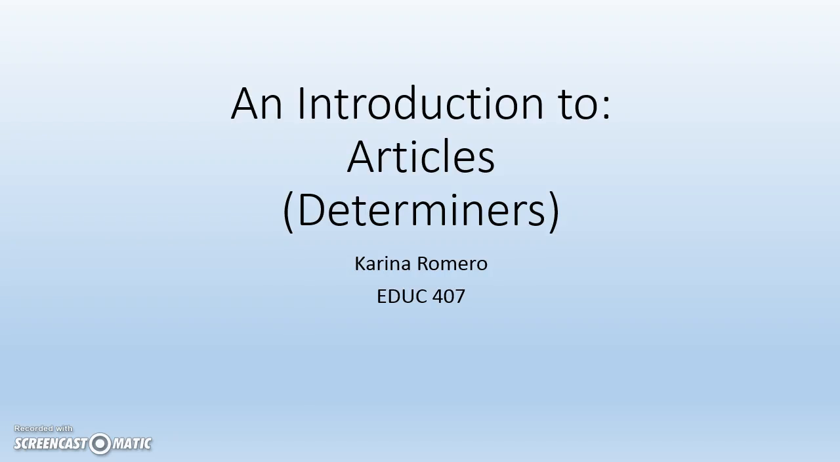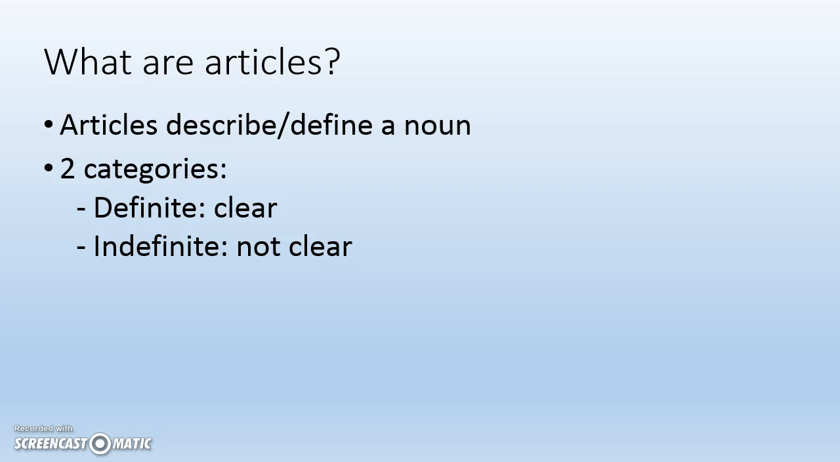Today's lesson is an introduction to articles, also known as determiners. What are articles? Articles describe or define a noun. There are two categories, definite articles and indefinite articles. Definite articles are clear and indefinite articles are not clear. I will describe what this means in the next slide.